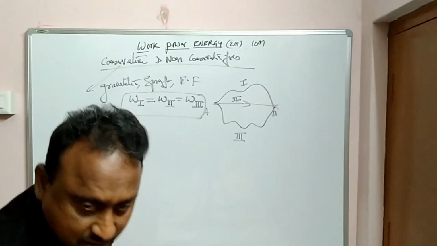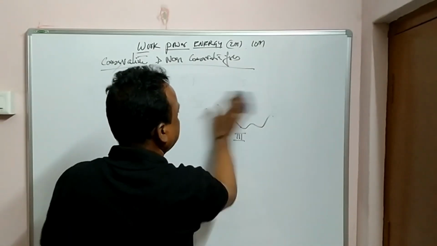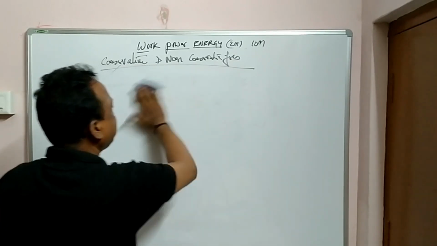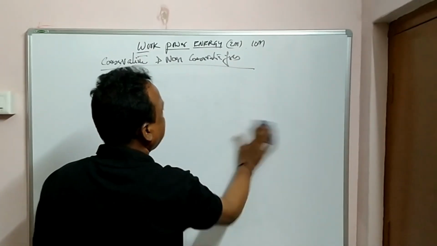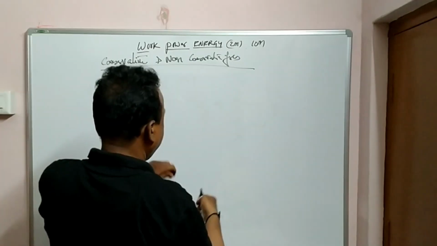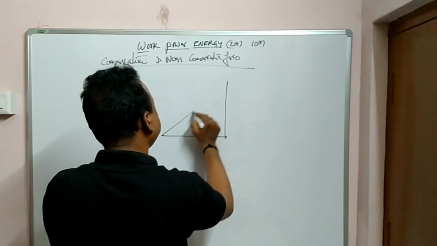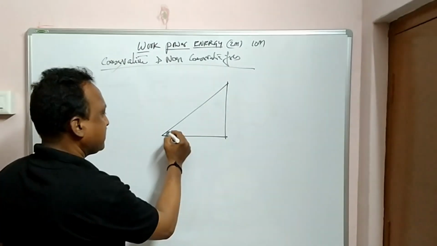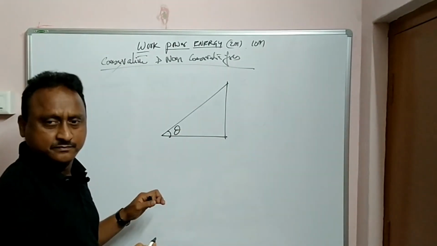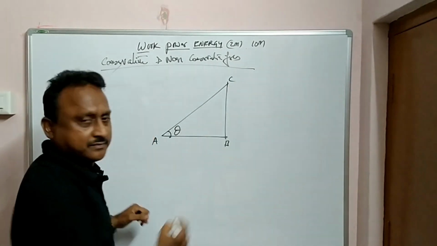Now let us see that one by giving some example for conservative forces. So for that I will take a small figure. I will try to explain the conservative forces. The best example I said was gravitation. Now for example this is an inclined plane. Suppose this is an inclined plane, let the angle be theta. Let this point be A, B and C.